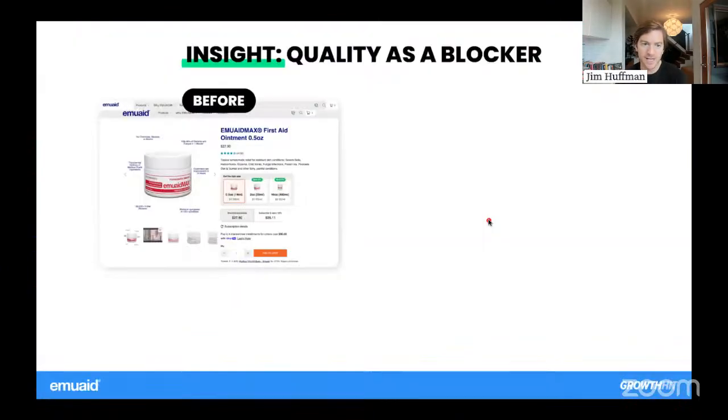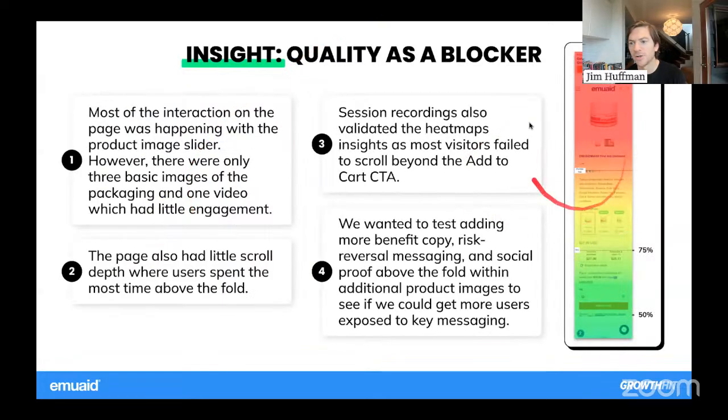So this one was kind of interesting in that this was another product they had, which was around their ointment. And so as people came to this page, especially on mobile, we saw that most of the interaction was happening up the page, and they were going through all of the sliders, looking at all the images. There's a video there, trying to get information. They weren't scrolling down at all, but we saw that they're spending a lot of time here. They're engaging with it. So we're like, okay, this is interesting.